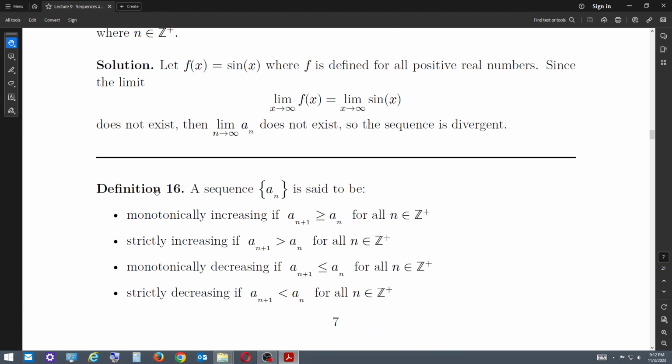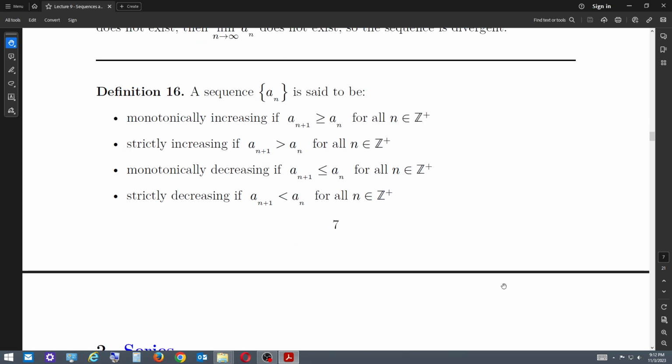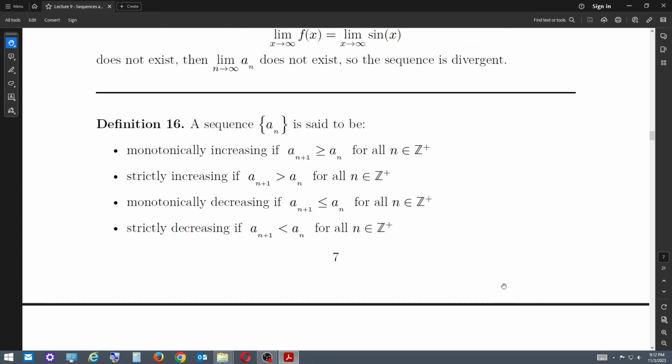Right, here we have a definition for monotonically increasing, strictly increasing, monotonically decreasing, and strictly decreasing. I'll leave this for you all to go through yourselves. Alright, so I'm going to stop this video here because that is pretty much what we need to cover for sequences.